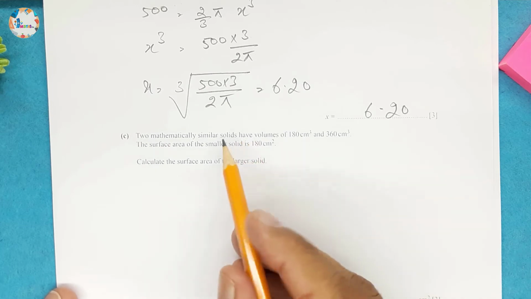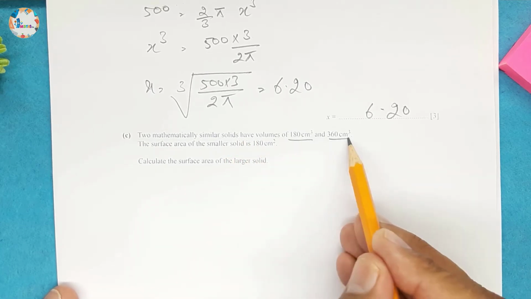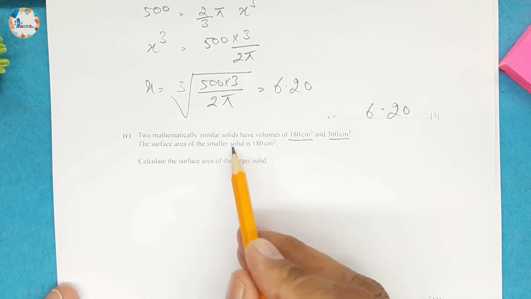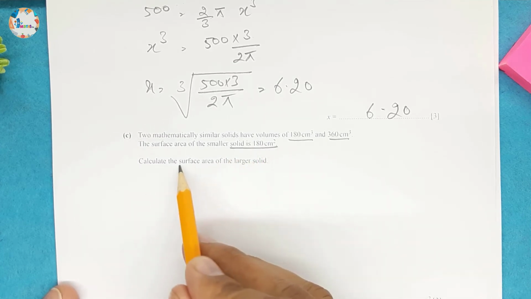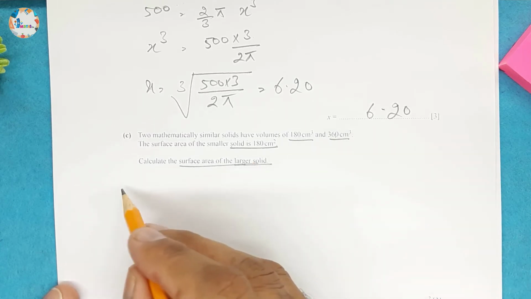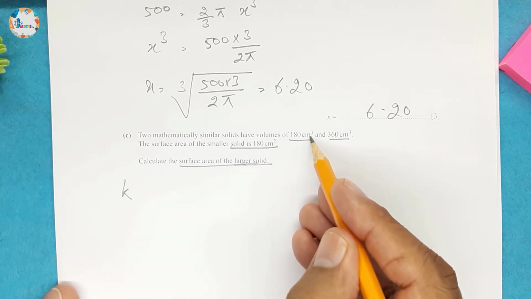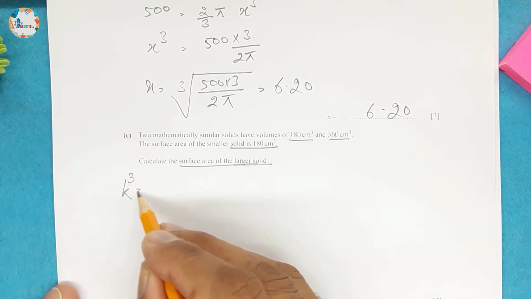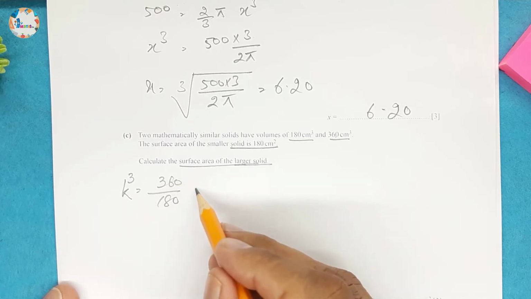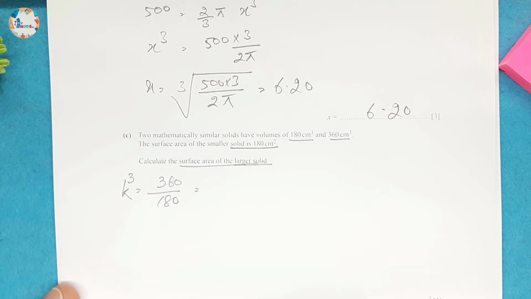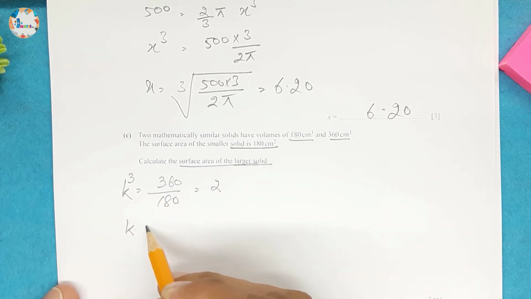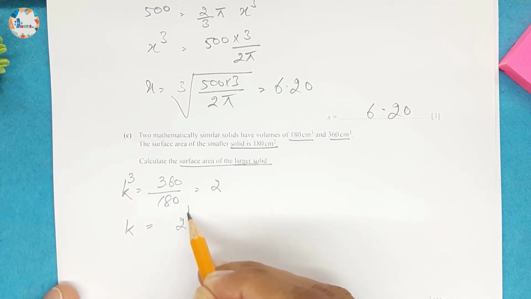Two mathematically similar solids have volumes of this much and this much. The surface area of the smaller solid is 180 centimeter square. Calculate the surface area of the larger solid. So we can check the k. Basically this is the ratio between volumes, which is taken as k cubed. So this will be 360 over 180, which is equal to 2. So k cubed is equal to 2, and k will be equal to 2 raised to the power 1 by 3.